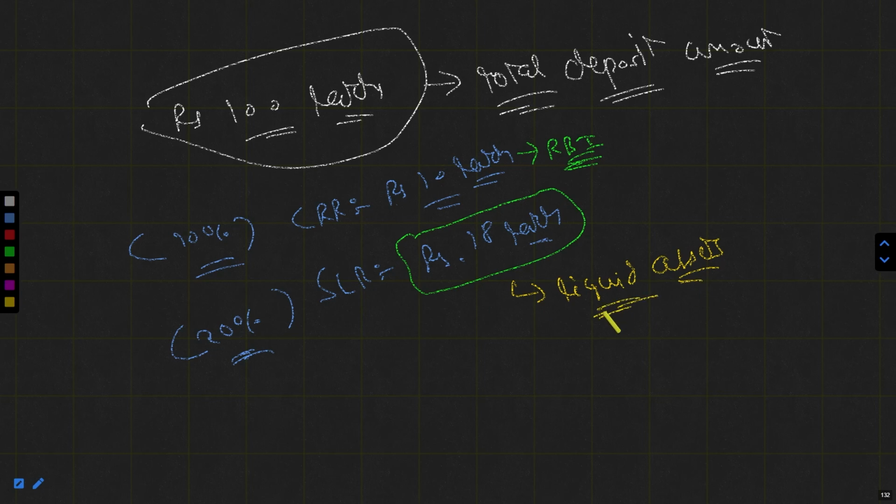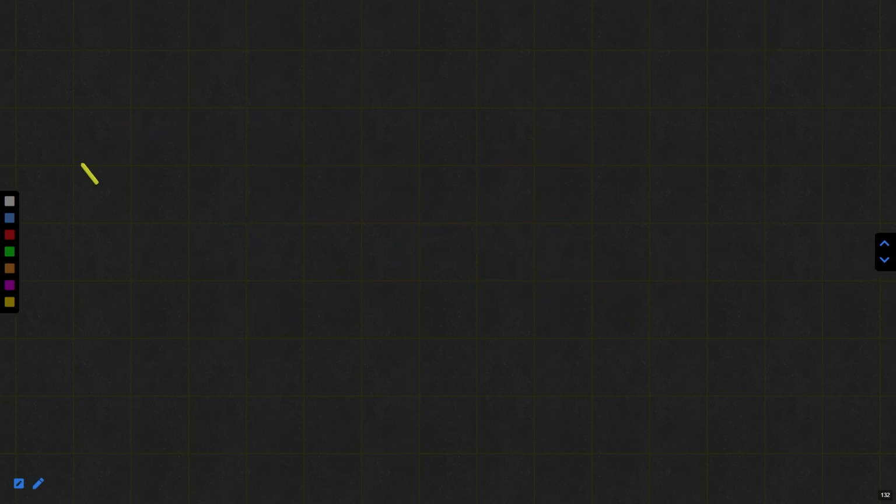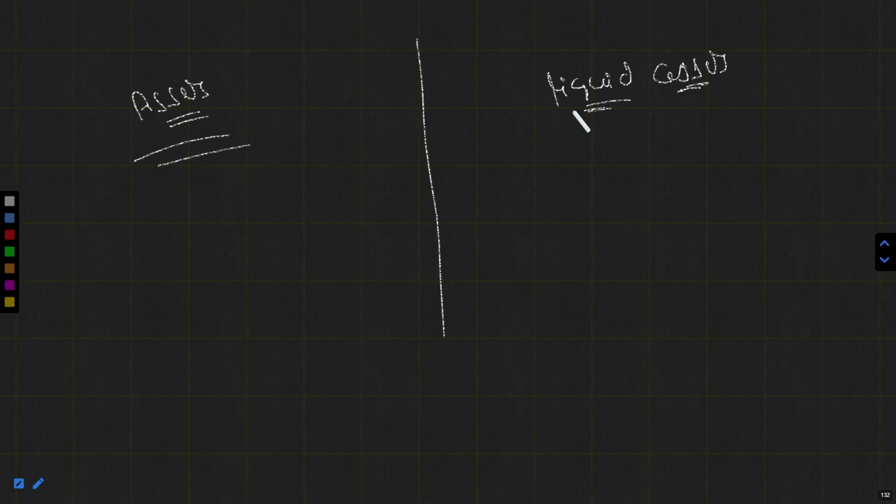Liquid assets. Okay, which means rupees 18 lakhs could be used to buy the assets, but the liquid assets. Now, what is the difference between the assets and the liquid assets? What is the difference between them? Assets and the liquid assets.